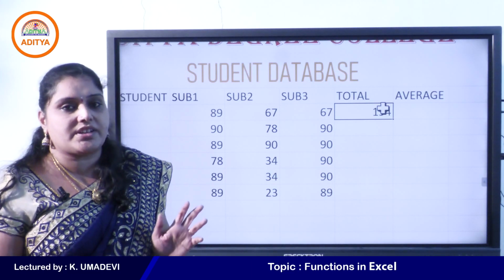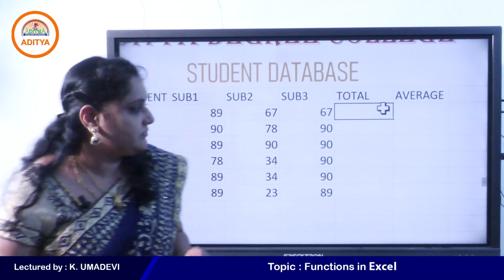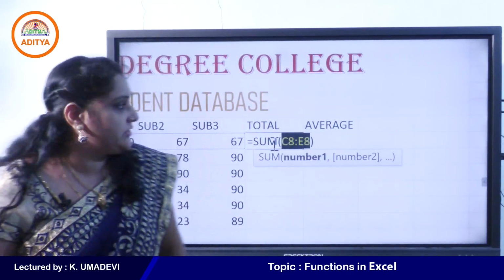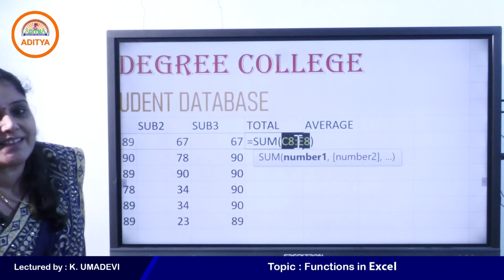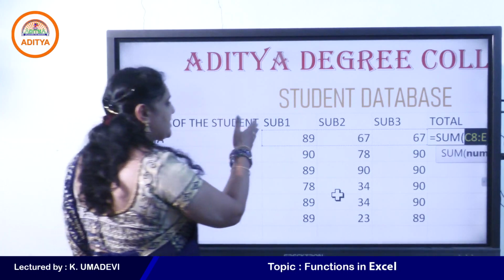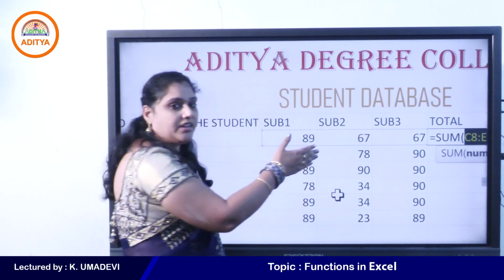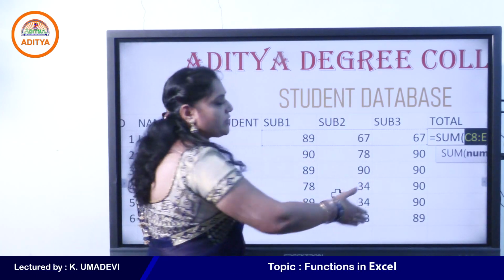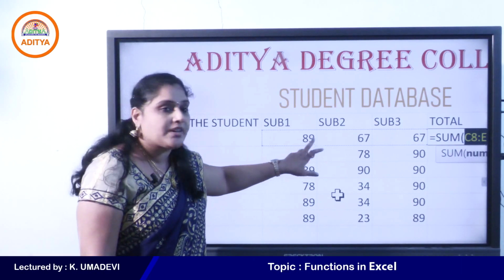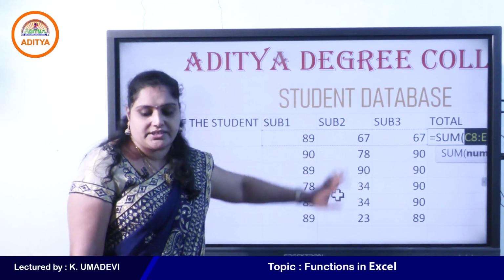See, 194 is the result. Okay. Again press alt plus equal to. So I'll perform the original sum function for these values. Now I need to add the subject 1, subject 2 and subject 3 to show the result in the total column, right? See, the subject 1, subject 2 and subject 3 are already selected here.